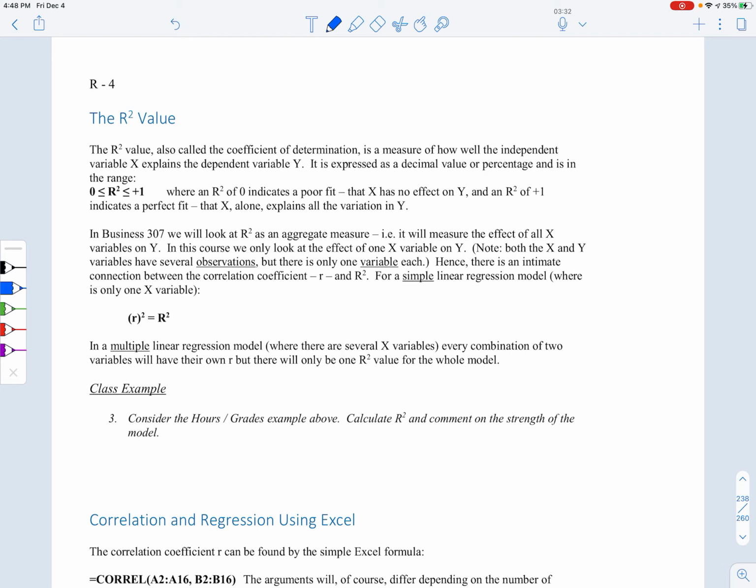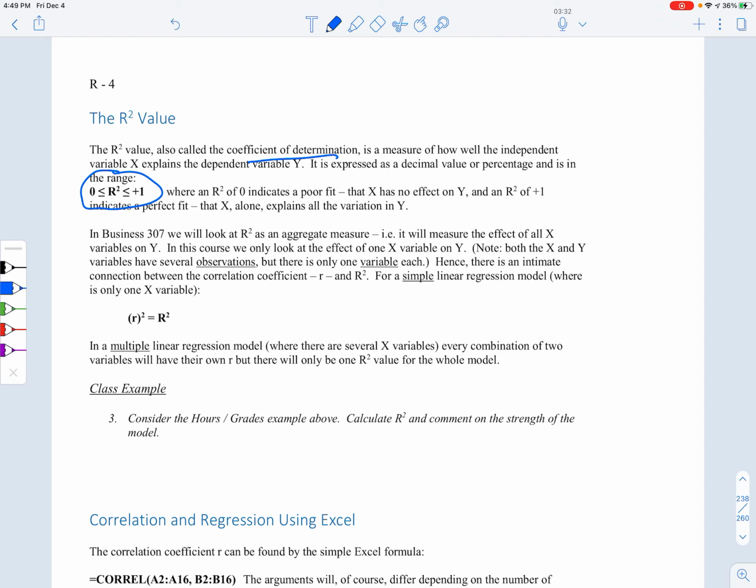The R-squared value is called the coefficient of determination. It's a measure of how well the independent variable x explains the dependent variable y. And it's expressed as either a decimal or as a percentage. It's in the range of 0 to 1. And so if you have an R-squared close to 0, it means that it's a poor fit. It's not a good fit at all. So that means that the x's don't do much in terms of explaining the y values. If it's close to 1, then it means a very strong relationship, a very good fit.